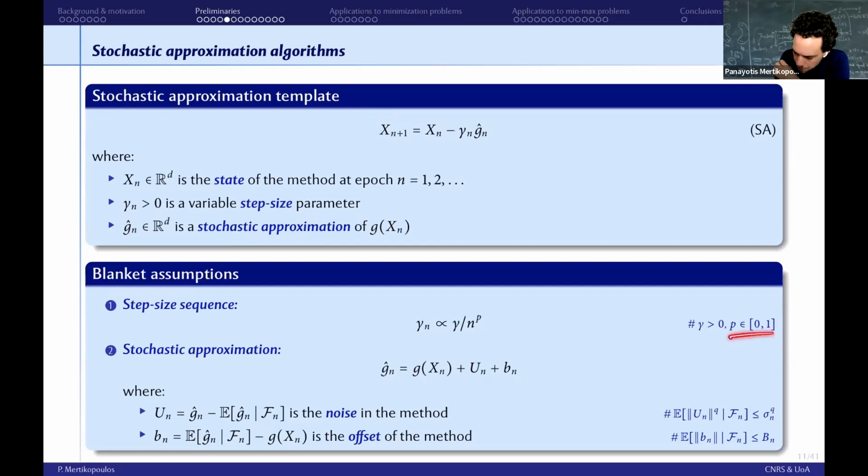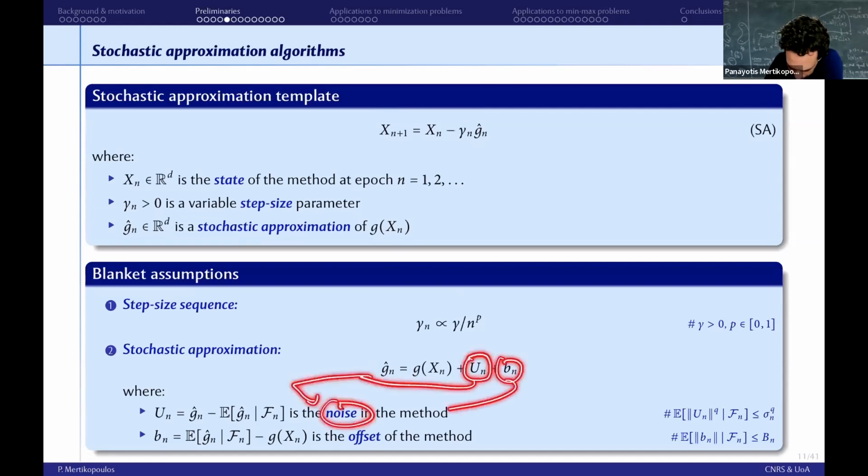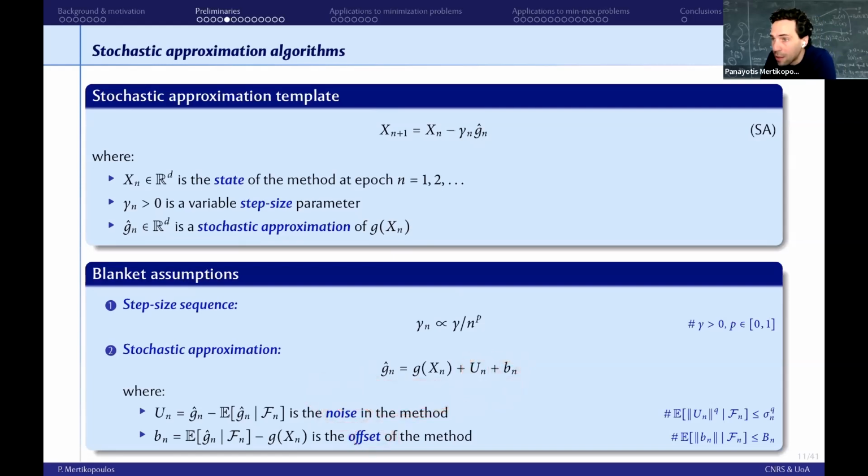So the exponent could be anything between 0 and 1. And what is more important is the stochastic approximation here, what we label the stochastic approximation of g of xn. So this could include not only some zero mean noise, but also a certain offset, a certain bias, which one way of looking at it is that this bias, this offset, is some sort of systematic error of your gradient oracle.